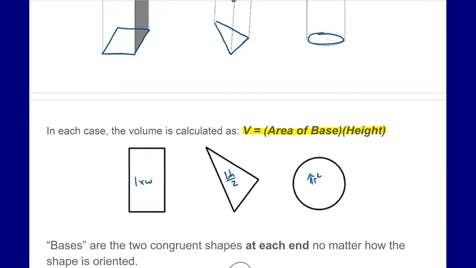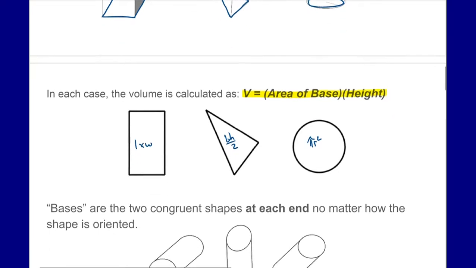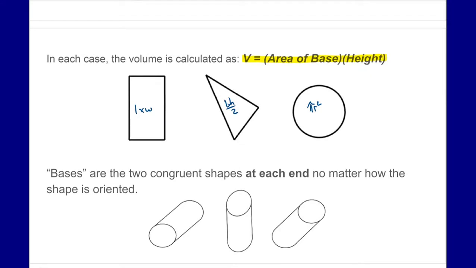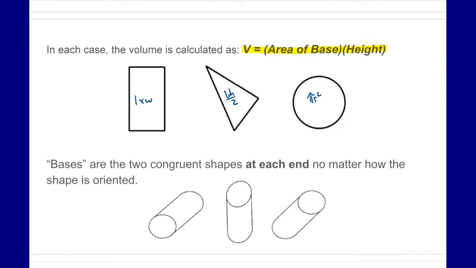So even though we know the formulas for these basic shapes, we can definitely find the volume. The same basic principles apply to any sort of prism, even if it's not your standard rectangular prism. As long as you can find the area of the base and multiply it by the height, you can find the volume. Keep in mind as well, when we talk about bases, those are the two same shapes or congruent shapes at each end, no matter how it's oriented. So if I have my cylinder, I can see that I have a circle on one end, a circle on another. It doesn't matter how I rotate it, I have those congruent shapes there.